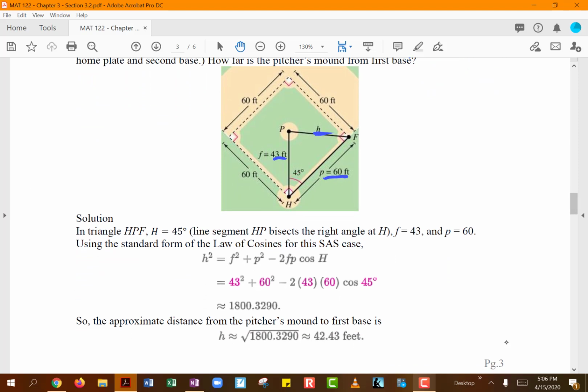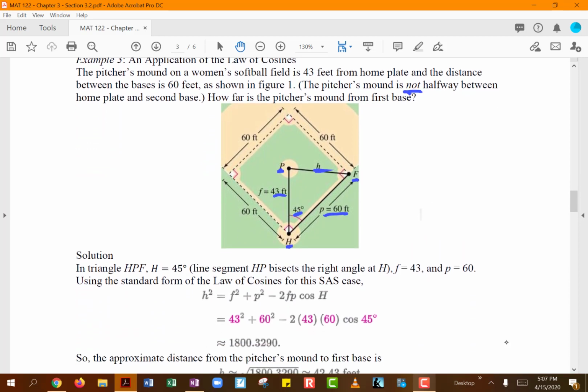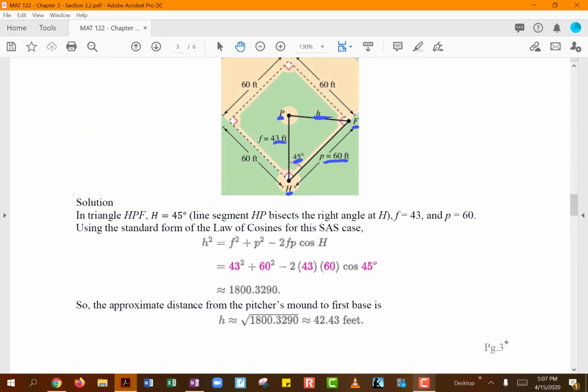So let's go ahead and take a look at how we can solve this. So they're saying in triangle HPF, so that's going to be triangle HPF over here, angle H is going to be 45 degrees, and basically you can see we have a square over here, right, between our bases and the home plate, and you can basically see that since these are 90 degree angles, when this line HP or line segment HP bisects that angle, you're basically dividing that 90 degree angle into two halves of 45 and 45. So that's where we got that 45 degree angle for angle H.